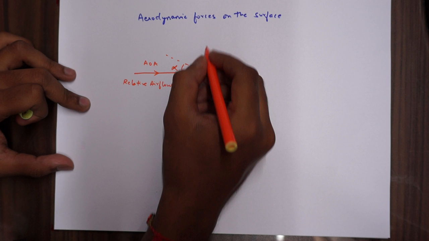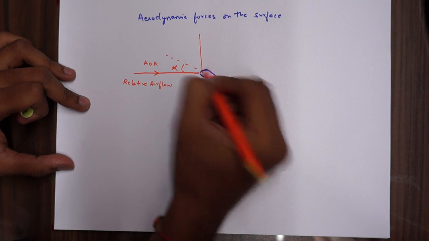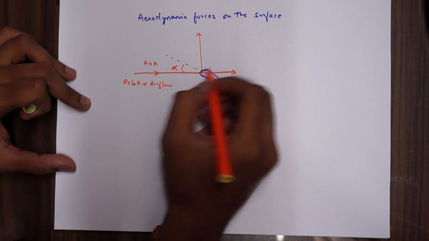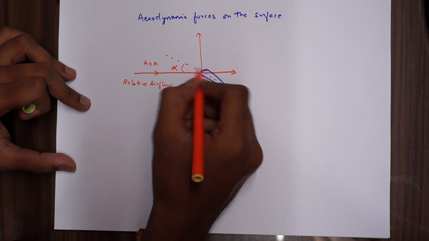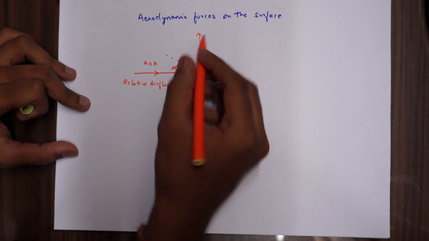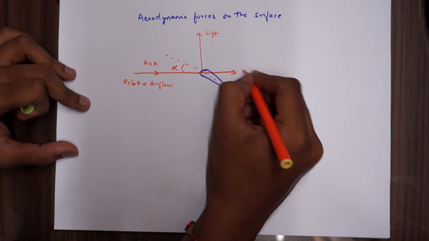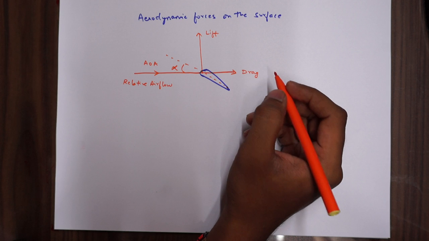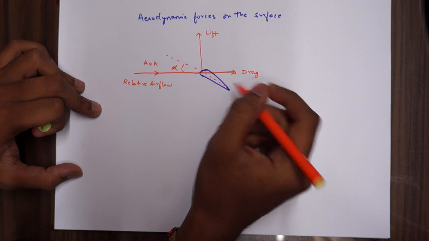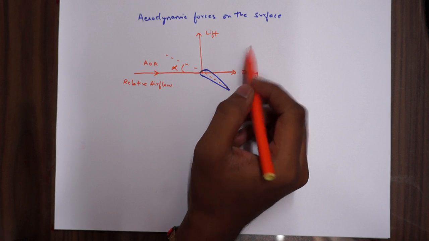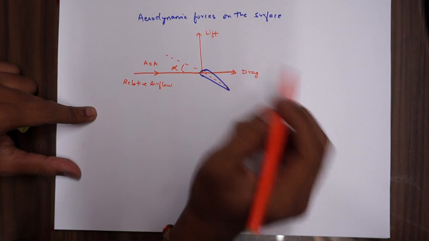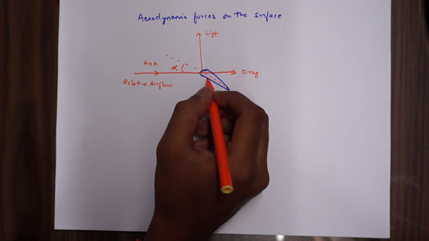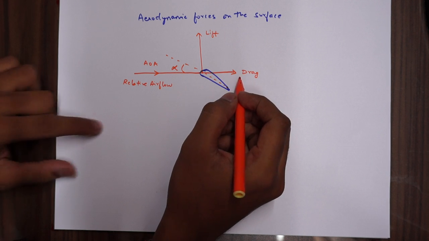And there are two forces that are generated. One is lift, another one is drag. Lift is a force acting always perpendicular to the relative airflow. As you can see in the diagram, lift is always perpendicular to the relative airflow, and drag is in the same direction of the airflow. Alright, so these are the lift and drag aerodynamic forces on the surface of the aerofoil when a relative airflow is hitting the aerofoil. Now this is generally for the climbing attitude. As you can see, in climbing attitude you'll have lift more than the drag.